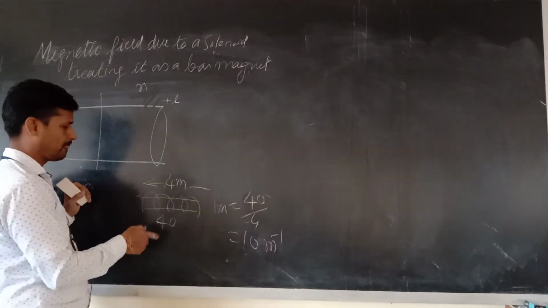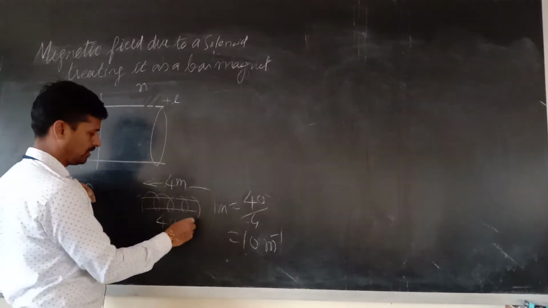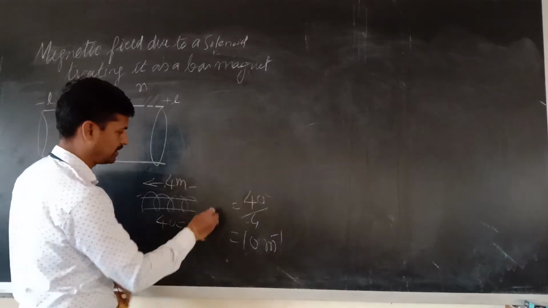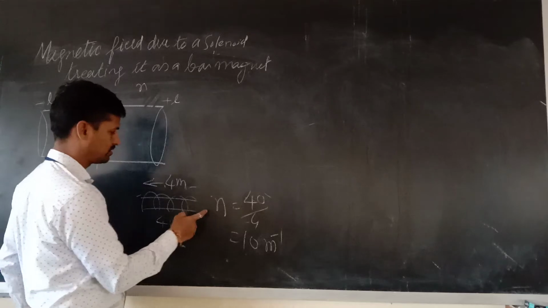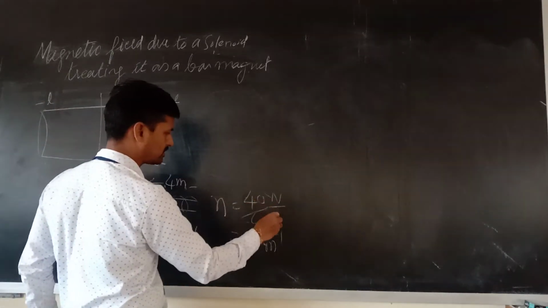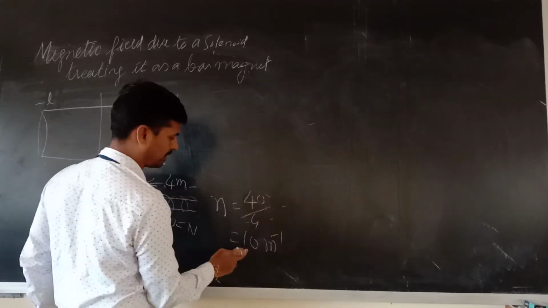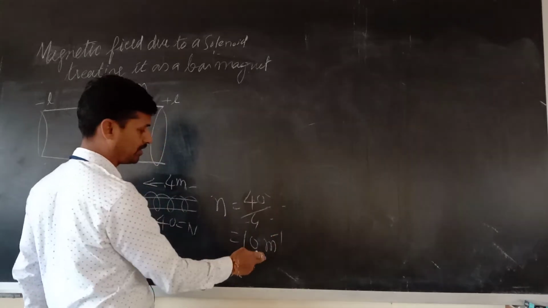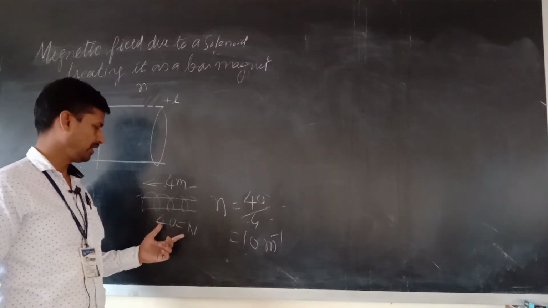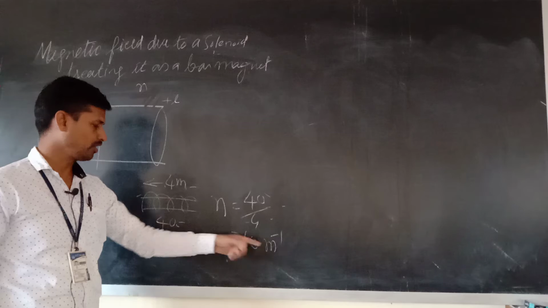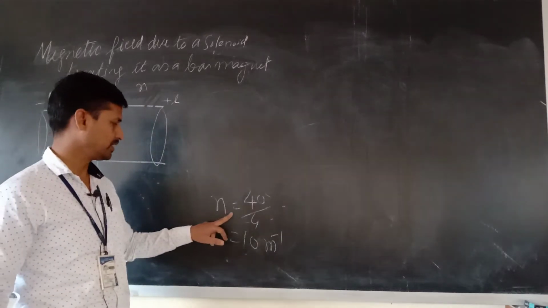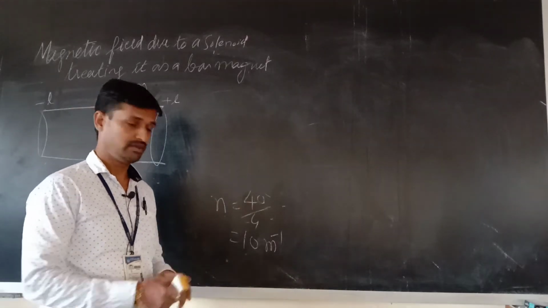For example, see, this is a 4 meter wire having 40 turns. How many turns will be present in 1 meter length? It is N divided by L. N is 40, L is 4, so this is equal to 10 turns present in 1 meter length. Say 4 meters, 40 turns; in 1 meter, how many will be there? 10, like that. So small n is the number of turns in 1 meter length. Okay.